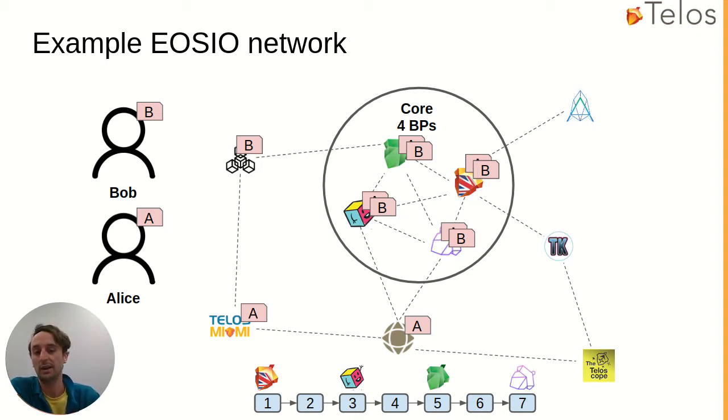So at this point, it's Telos UK's turn to create a block. They're the first one in the schedule. So they get those transactions and they put them into a block, right? They order the transactions by the order that they received them, and they put them in chronologically.